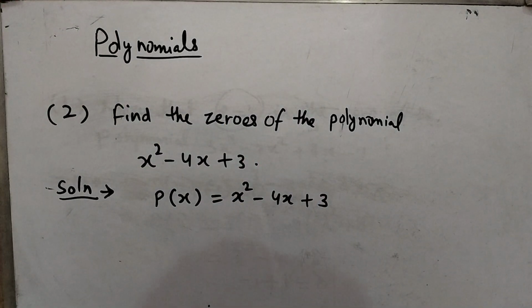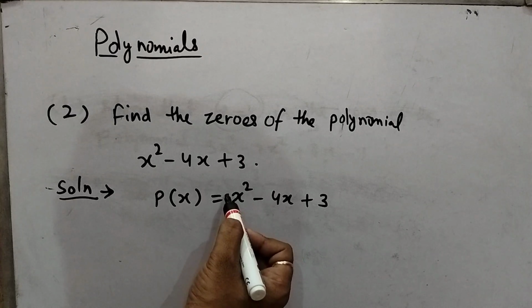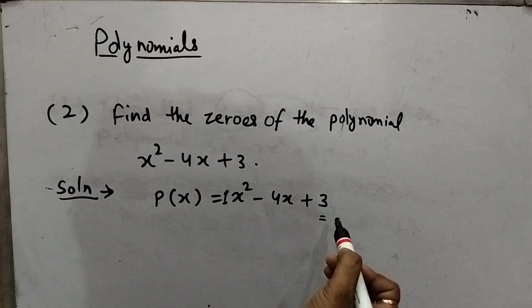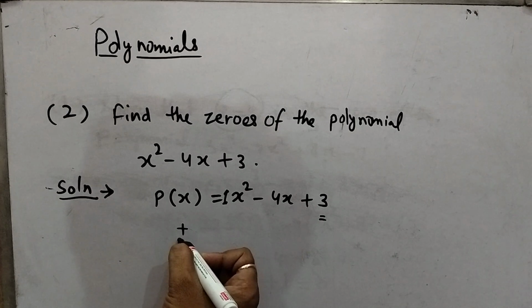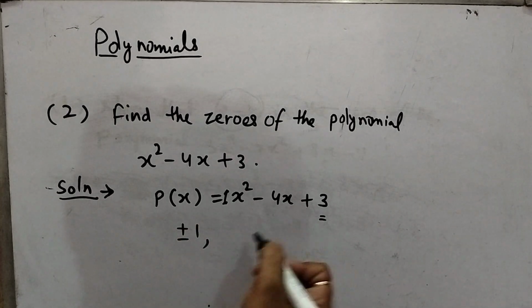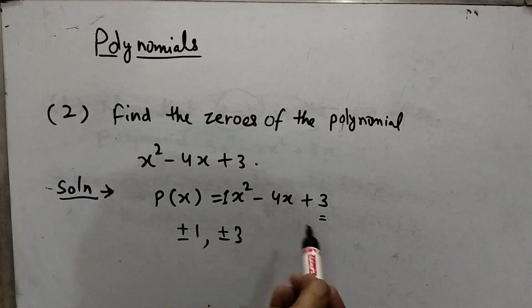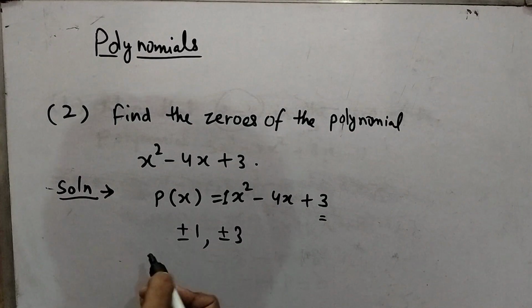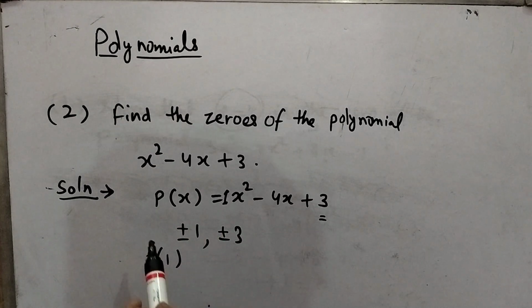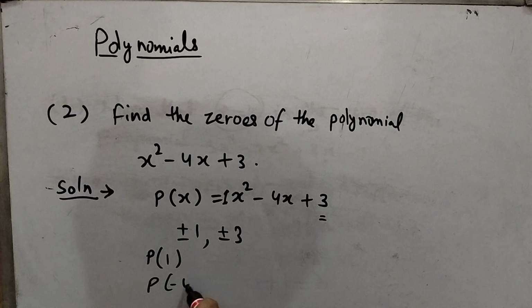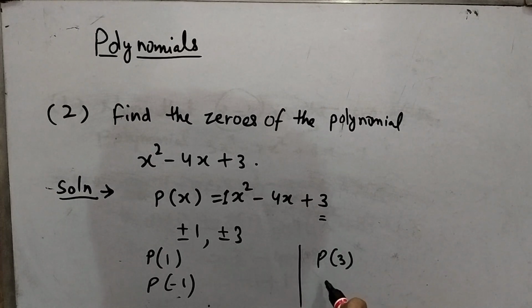For this we can use the hit and trial method, in which we see that the coefficient of x squared is 1 and the constant term is 3. So 3 into 1, we have factors we can choose here, plus minus 1, plus minus 3. This is actually the factors of the constant term 3. So by using the hit and trial method, we can take p of 1, p of minus 1, p of 3 and p of minus 3.